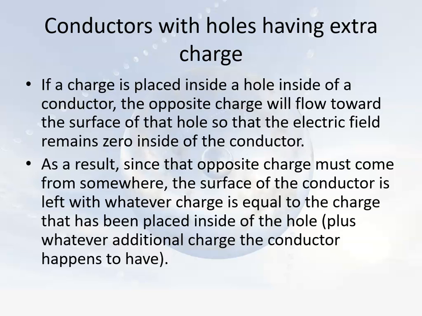So that's one of the big results, because remember, we know the electric field must be zero inside of a conductor, otherwise it's going to end up forcing charge to move around until it becomes zero. In other words, it wouldn't be an electrostatic equilibrium. So as a result, since that opposite charge must come from somewhere, it must have come from the surface of the conductor.